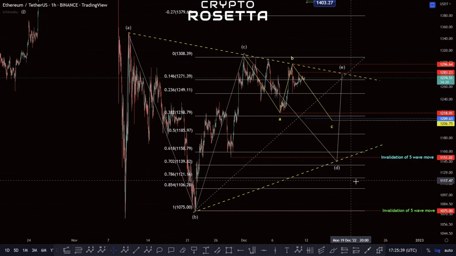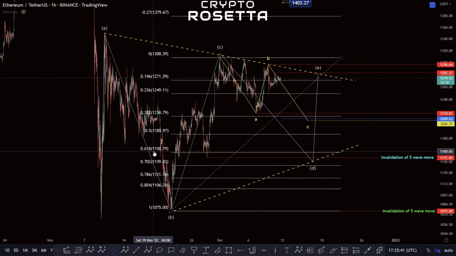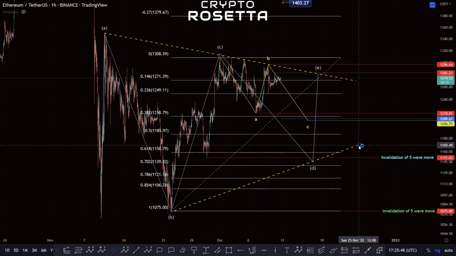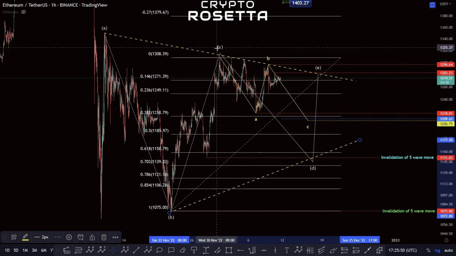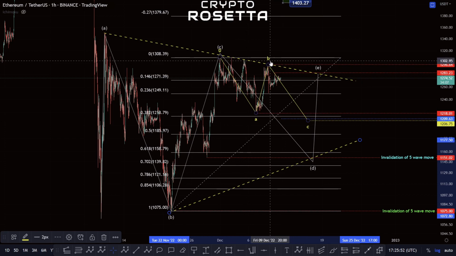Even then, it's not 100%. So it could look to target out this 1158 area if it becomes a D wave. And what we'd be looking for there is this is an A wave, this is B, and then we'd want to see 5-wave structure developing to the downside here.